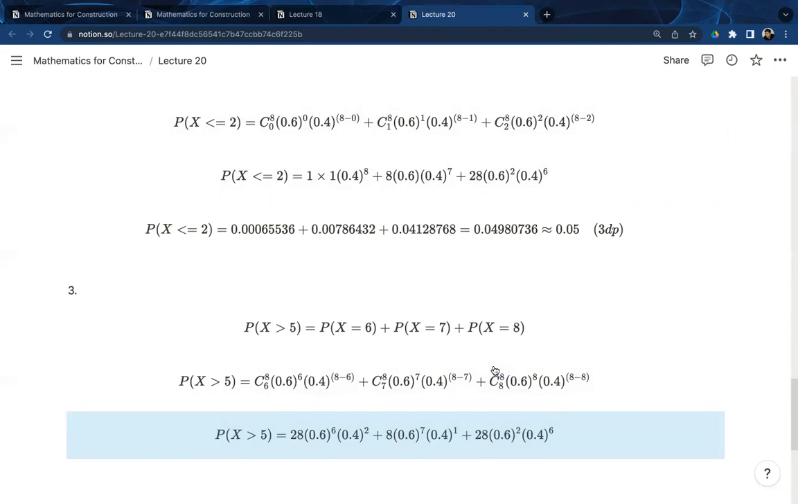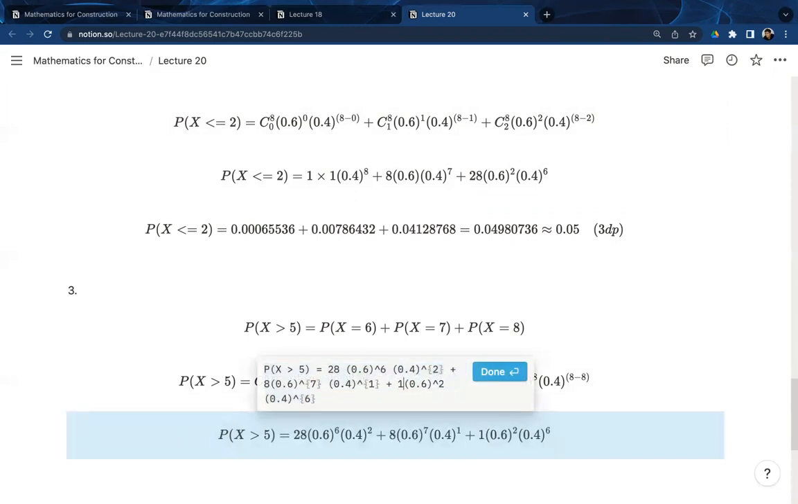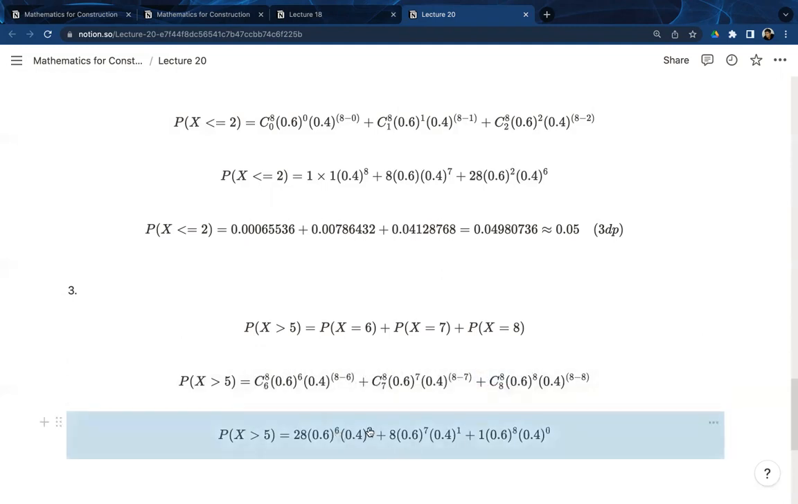And 8 choose 8 is the same as 8 choose 0. So this is 1. It'll be 0.6 to the power 8 by 0.4 to the power 0. Notice the powers always add up to 8. 6 and 2, 7 and 1, 8 and 0. And they decrease in 2, 1, 0. And increase in 6, 7, 8.